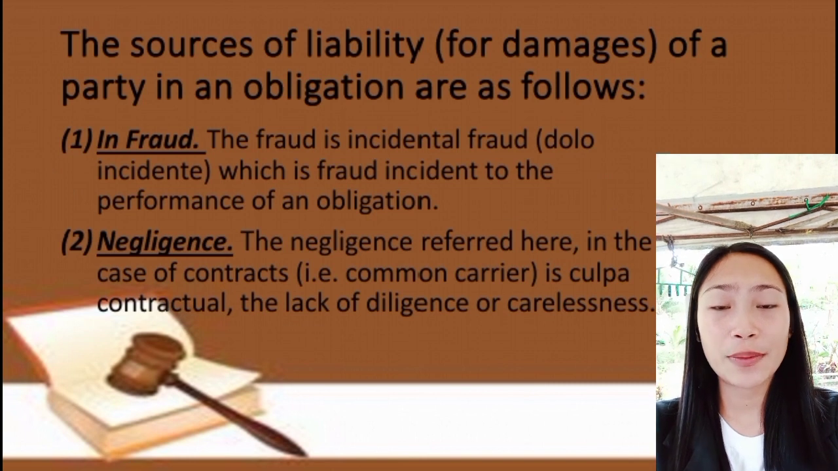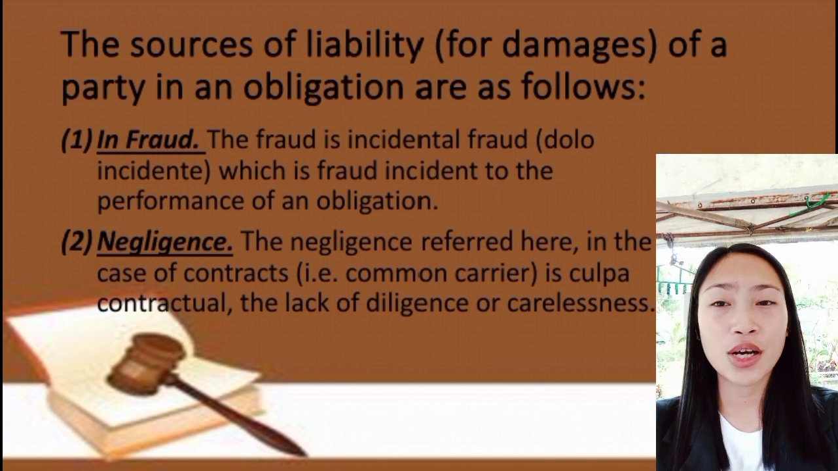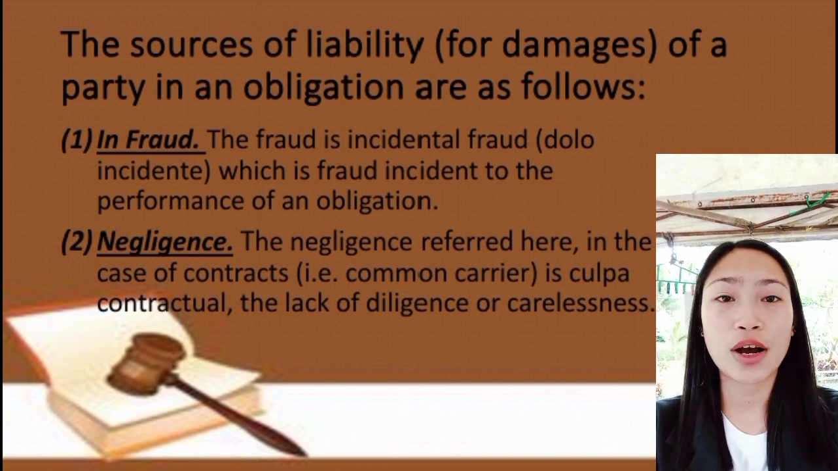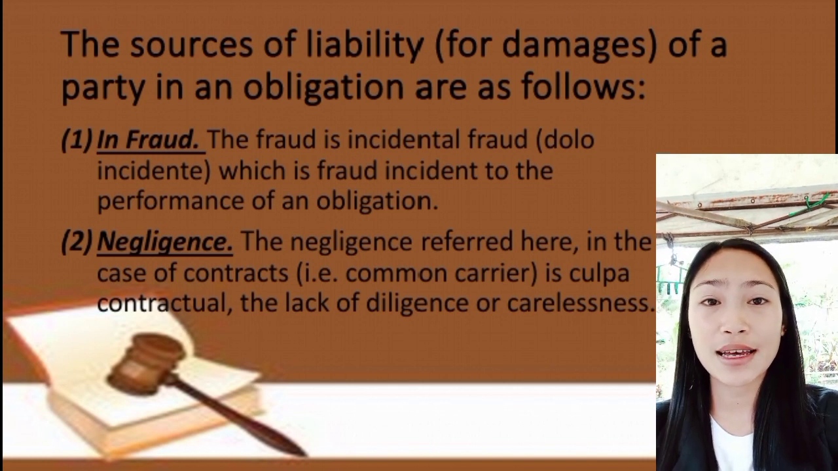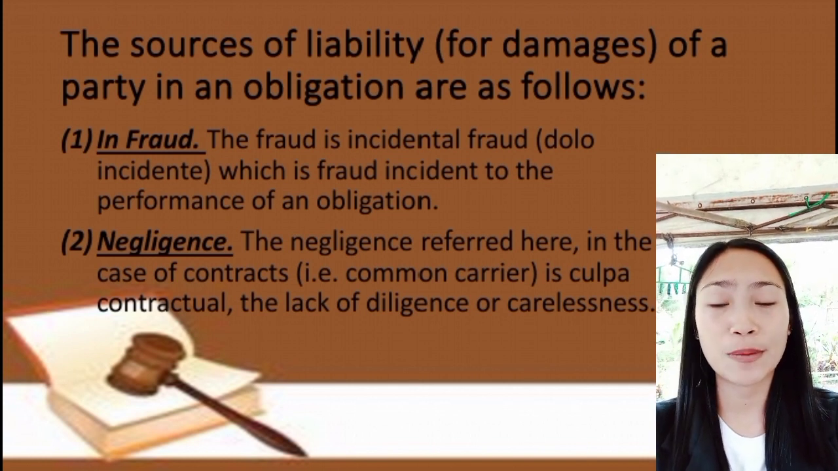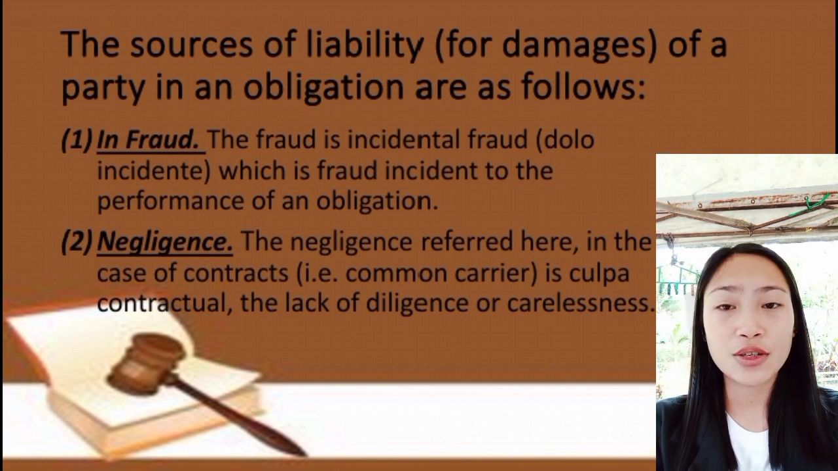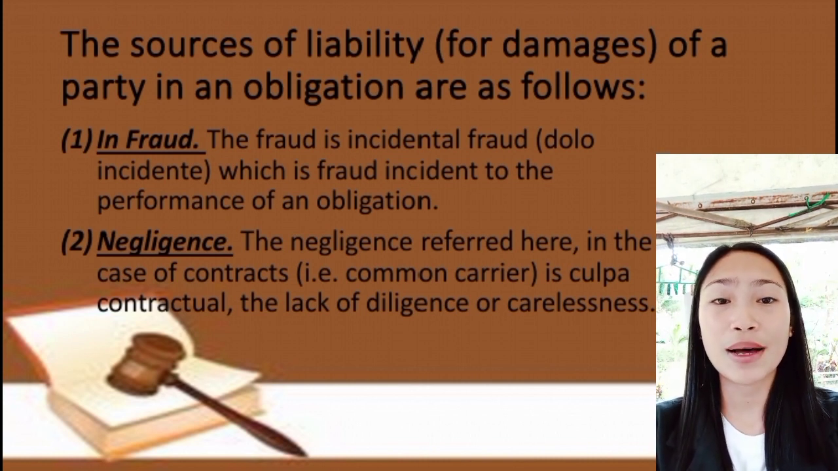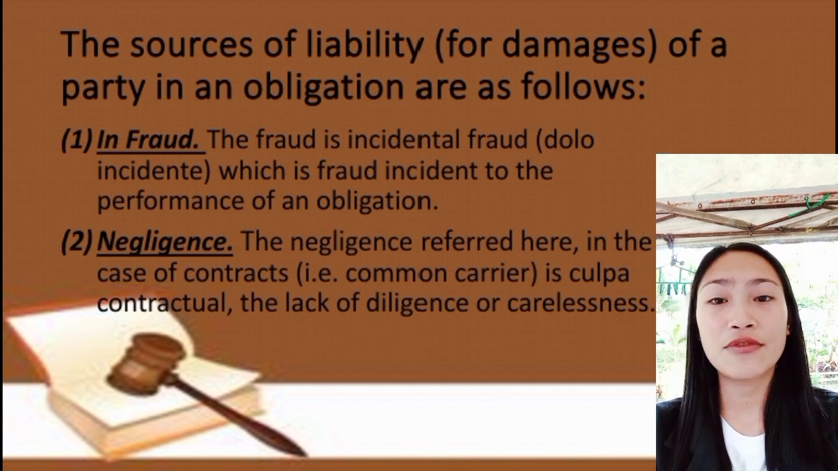The sources of liability for damages of a party in an obligation are as follows. First, we have fraud. This is incidental fraud, or dolo incidente, which is fraud incident to the performance of an obligation. In fraud, there is an intent to evade the normal fulfillment of the obligation and to cause damage. Fraud implies some kind of malice or dishonesty, and it cannot cover cases of mistakes and errors of judgment made in good faith. Then second, we have negligence.